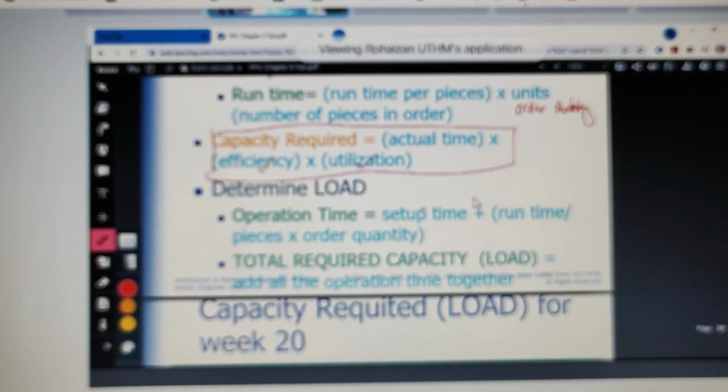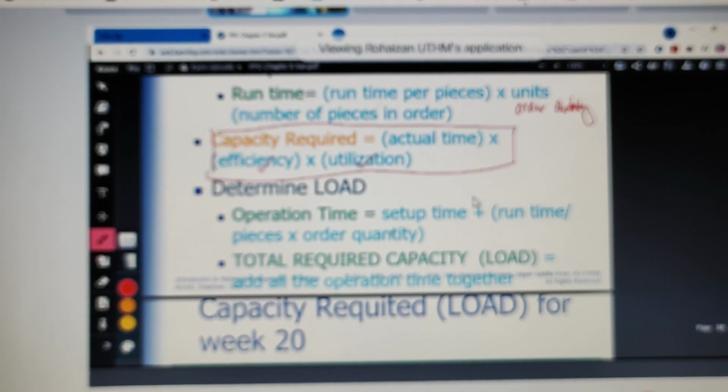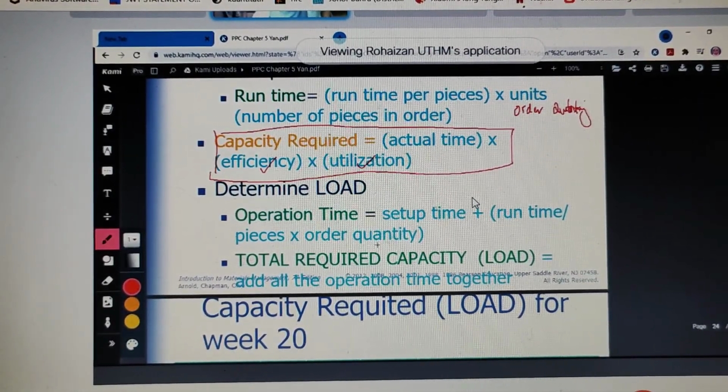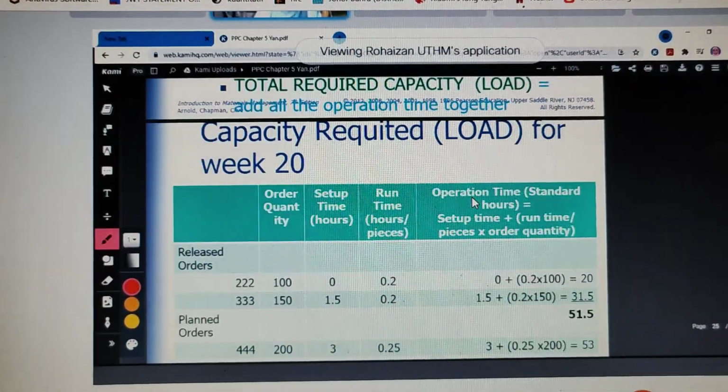This is only for one. Let's say we have another planned order release for a particular product, with component A, B, component C, D, E, and lots of planned order releases. Then we add all the operation times together. This is the example of capacity required.